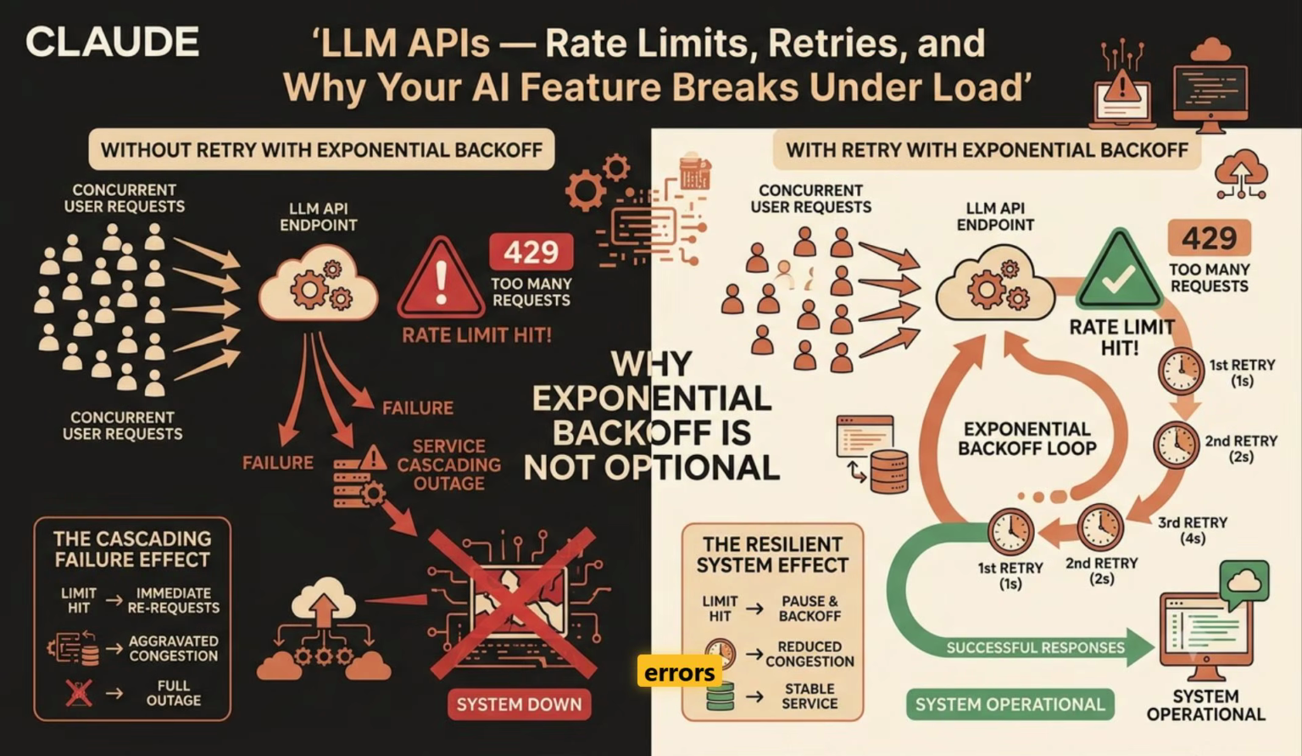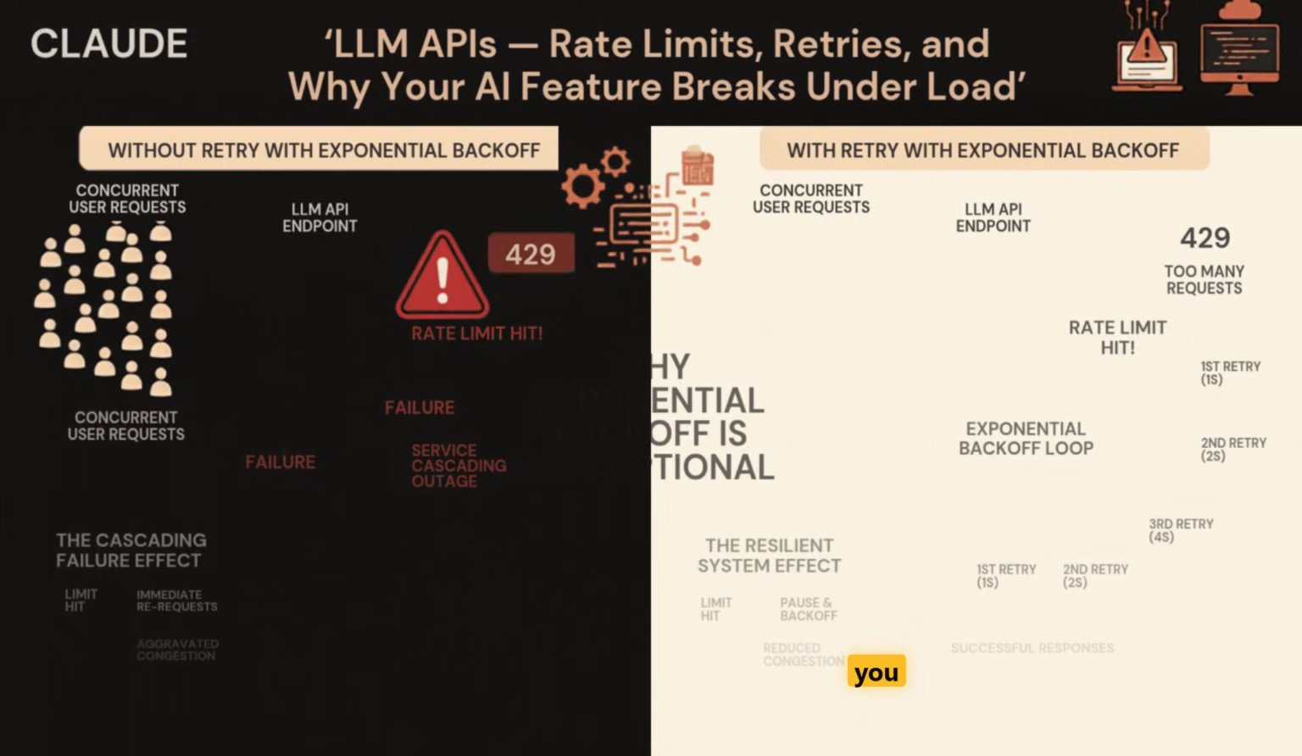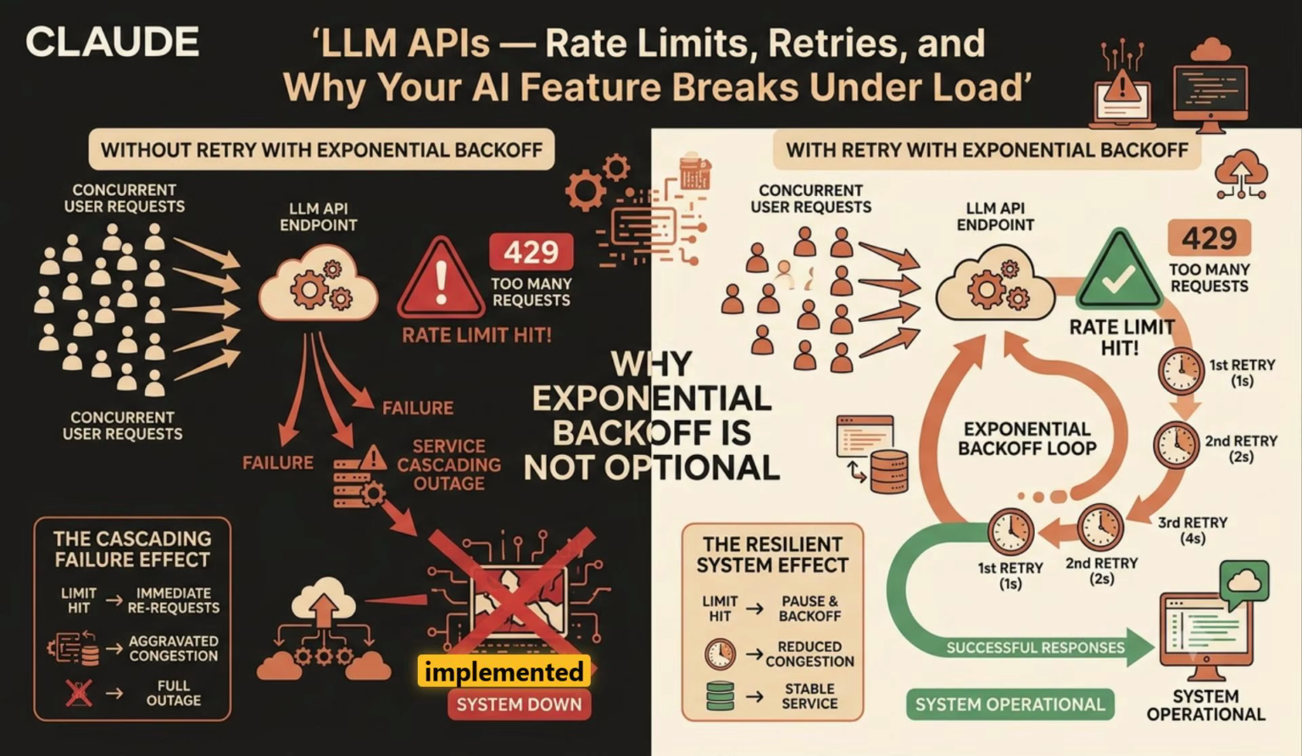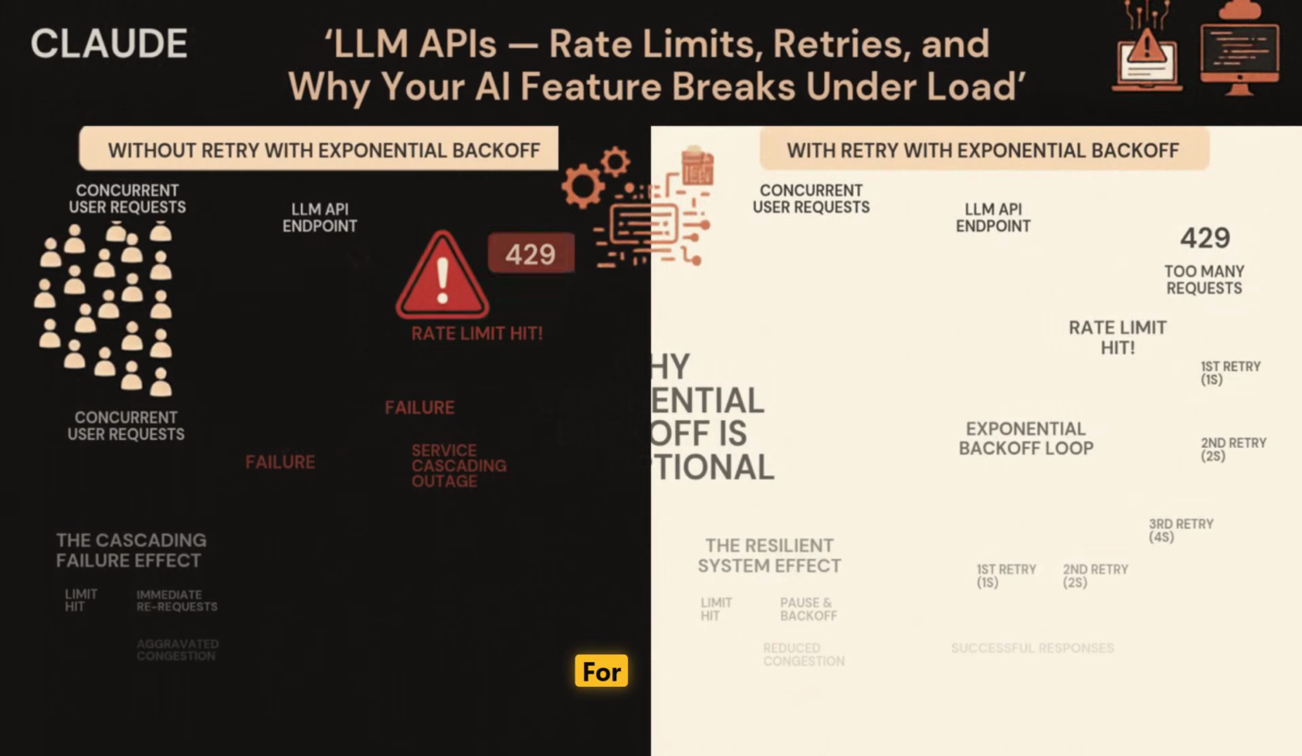Remember, rate limit errors are not bugs to fix. They are hard environmental constraints you must engineer around. If you do not have exponential backoff implemented, your service is not distributed. It is just a ticking denial of service attack on your own infrastructure.